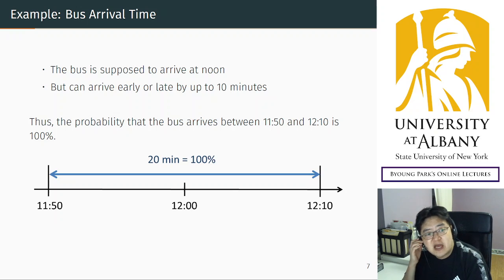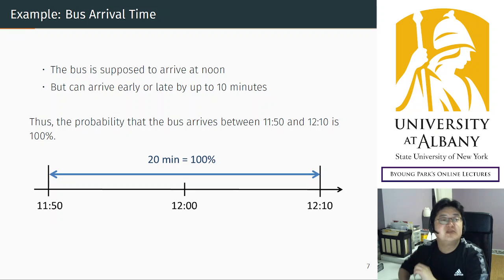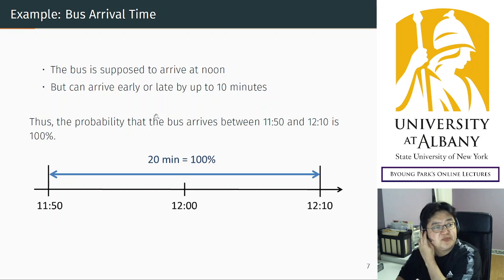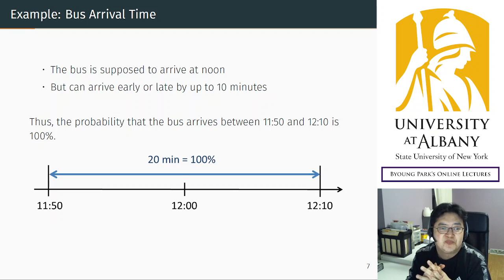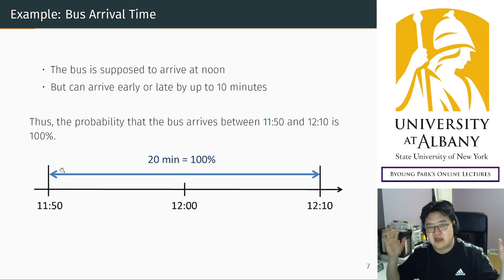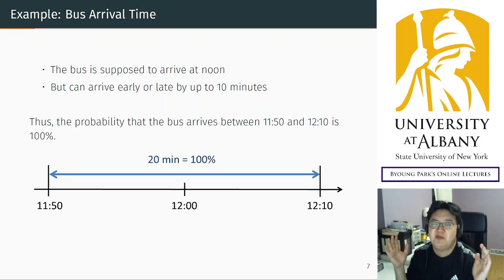So, suppose that the bus is supposed to arrive at noon, and of course it is random, so it may arrive early or late, say just by only up to 10 minutes. So that means the probability that the bus arrives between 11:50 up to 12:10 is 100%. So the bus arrives within this 20 minutes window with 100%. Let's just assume this.